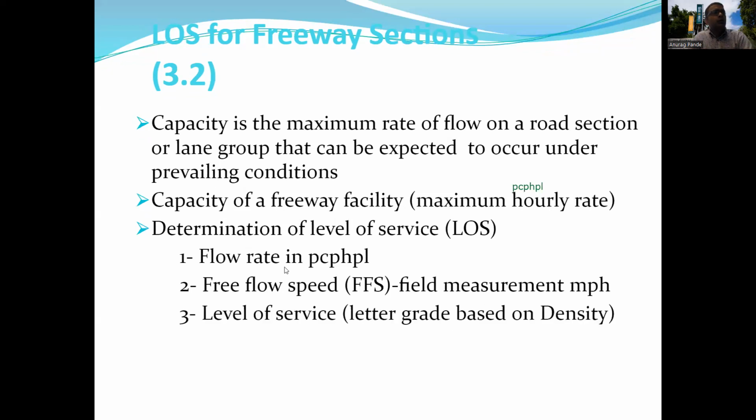And then once we have the capacity, we can go ahead and determine the level of service. To do that, the 3 steps are: you figure out the flow rate, you figure out the free flow speed, which is the field measurement in miles per hour, and then level of service is the letter grade based on density. Now, how to do these steps? You'll have to check out Dr. Mastico's video that I'm going to link in the video comments and description, and it's also available on Canvas if you're enrolled in this class simultaneously.